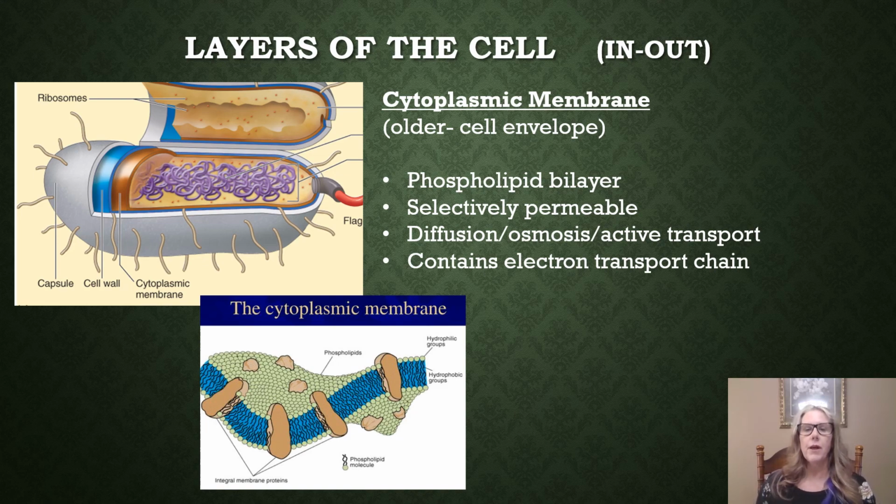Now, this cytoplasmic membrane is made up of a phospholipid bilayer, and you are very familiar with the phospholipid bilayer because your plasma membrane is made up of a phospholipid bilayer with embedded proteins. Now, take a look at the other picture that I have up on the screen, and it looks very similar to your plasma membrane. So it has the same components, and therefore it's going to have the same characteristics.